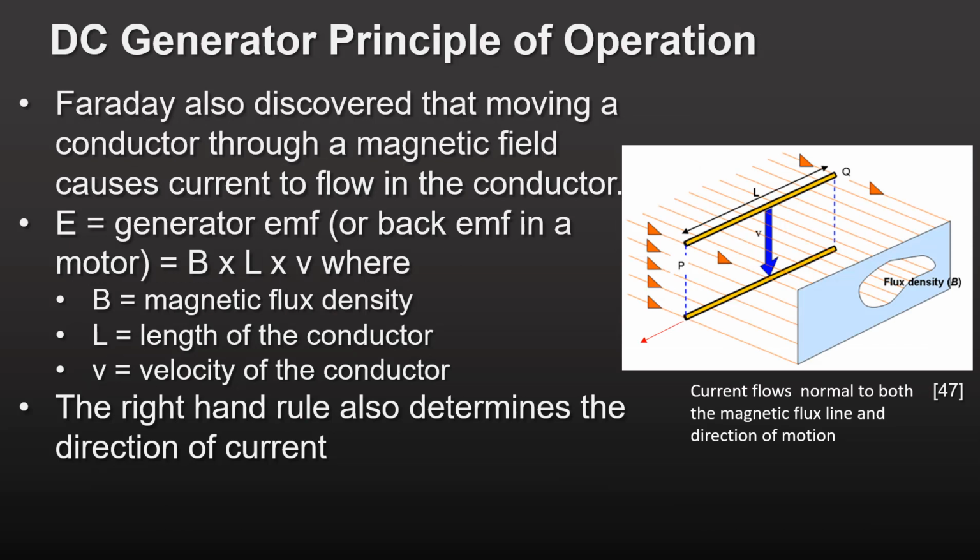Faraday also discovered that moving a conductor through a magnetic field causes current to flow in the conductor, creating a generator. E equals the generator EMF, also known as back EMF in a motor. And that's equal to B times L times V, where B is the magnetic flux density, L is the length of the conductor, and V equals the velocity of the conductor. The right-hand rule also determines the direction of the electric field and thus of the current.